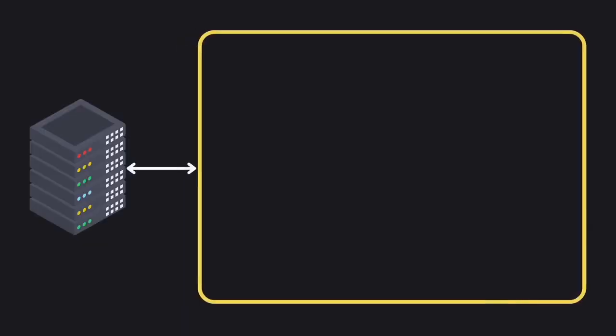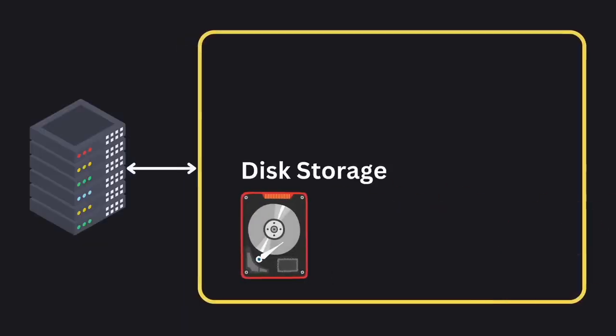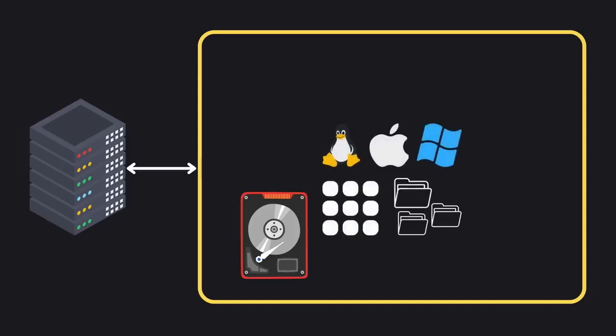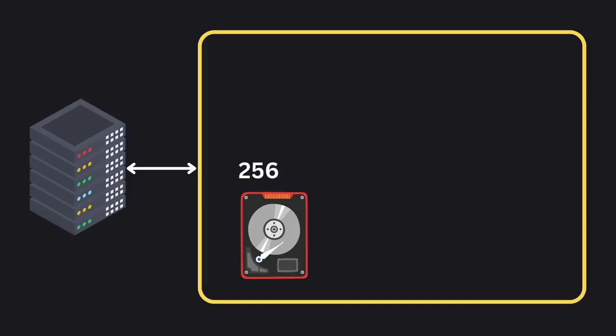To store this data, we have computer disk storage, which holds the primary data. It can be either HDD or SSD type. The disk storage is non-volatile. It maintains data without power, meaning if you turn off or restart the computer, the data will still be there. It contains the OS, applications, and all user files. In terms of size, disks typically range from hundreds of gigabytes to multiple terabytes.